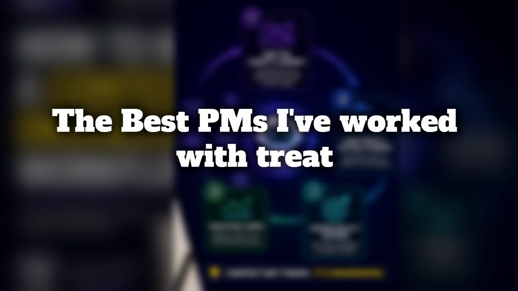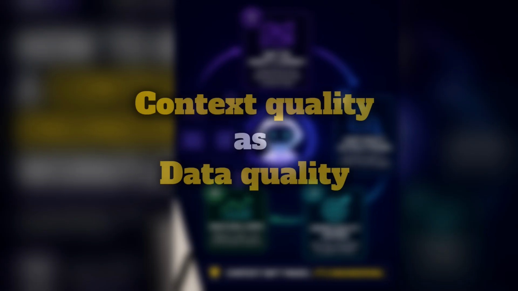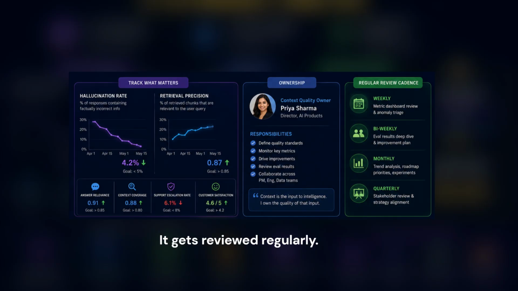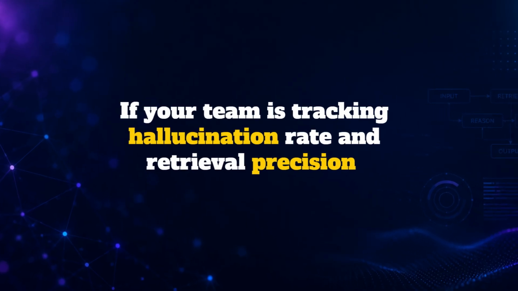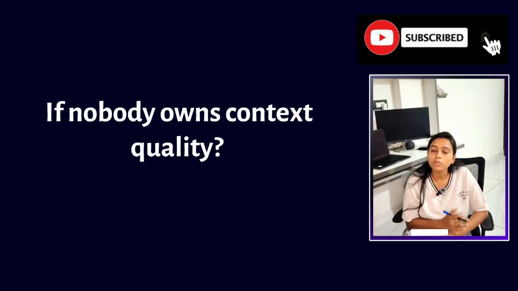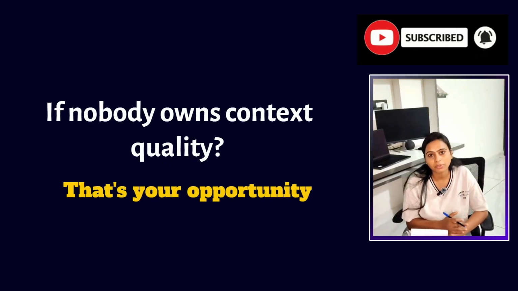The best PMs I have worked with treat context quality as data quality. As a first-class product concern. It has metrics, it has an owner, it gets reviewed regularly. If your team is tracking hallucination rate and retrieval precision, great. If nobody owns context quality, that's your opportunity.